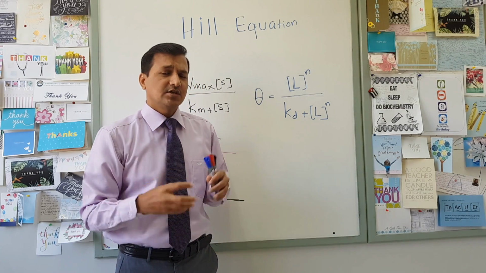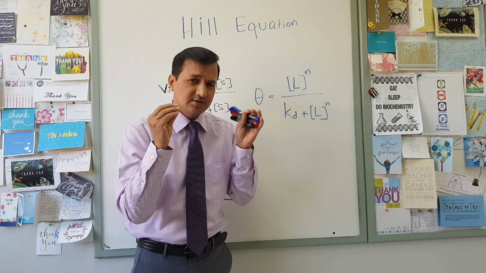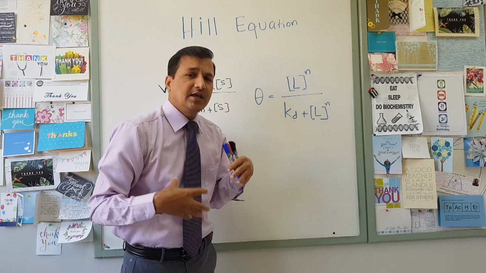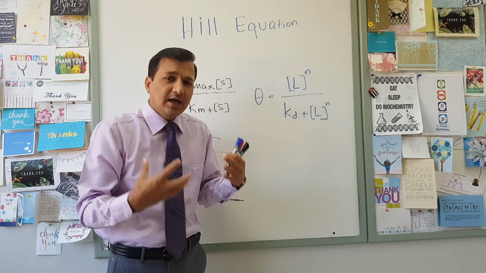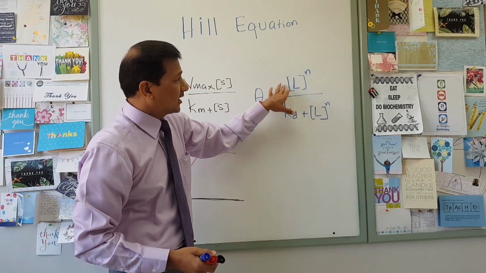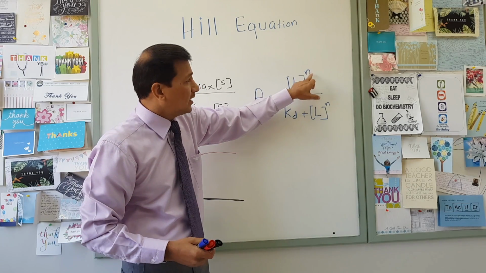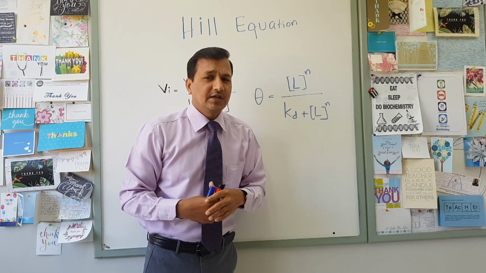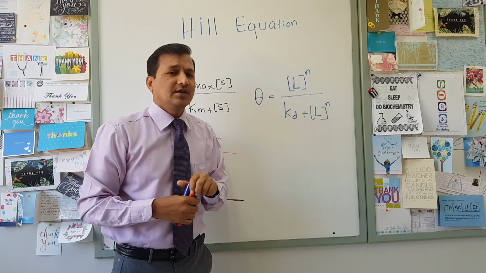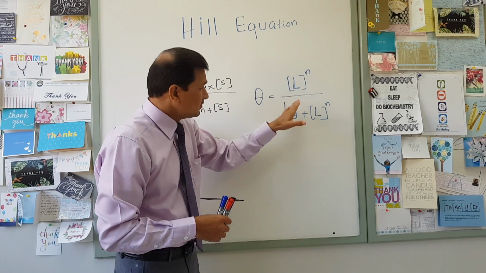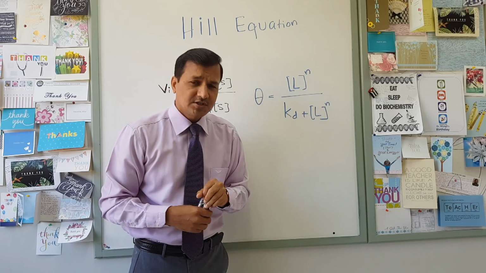Let's look into these terminologies present in the Hill equation. Theta is the percentage being occupied by the ligands. That is equal to the ligand concentration to the power n, and n is the Hill coefficient here. What exactly does the Hill coefficient indicate? The Hill coefficient, n, indicates the degree of cooperativity, and Kd here is the dissociation constant.